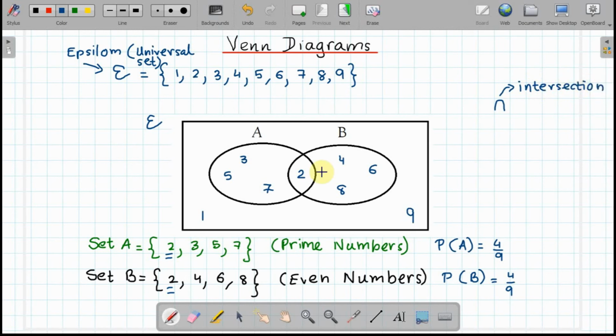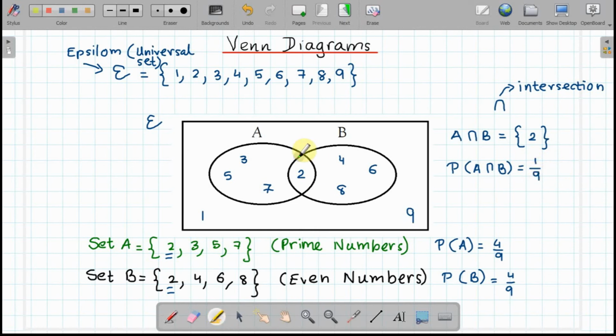The intersection is anything in the overlap bit. So if someone asks me what number is represented by the set A intersection B, so when you're writing numbers in sets, we've got to use these brackets. And there's only one number in there, one element of the set A intersection B, that is 2. However, if someone asks me the probability of A intersection B, there's only one number in A intersection B, so that's 1 out of 9.